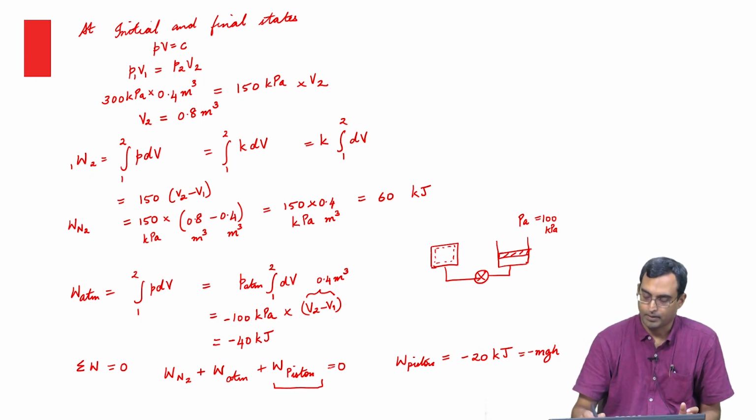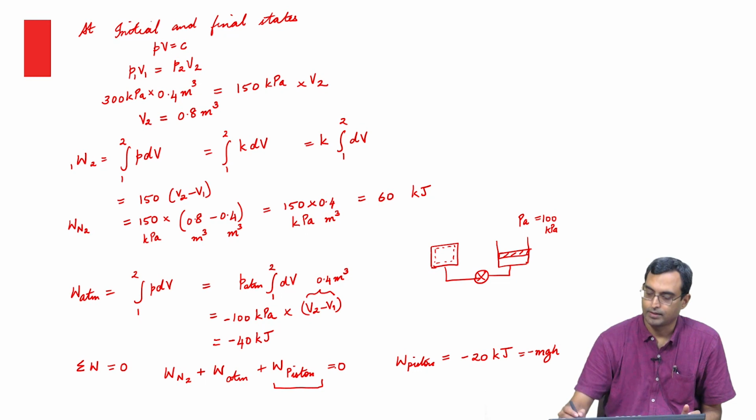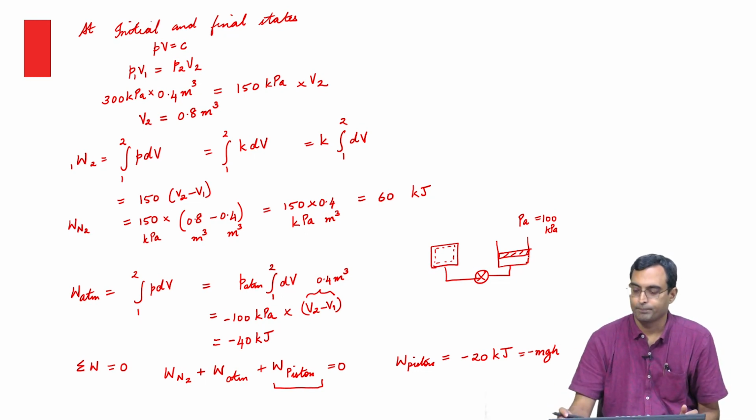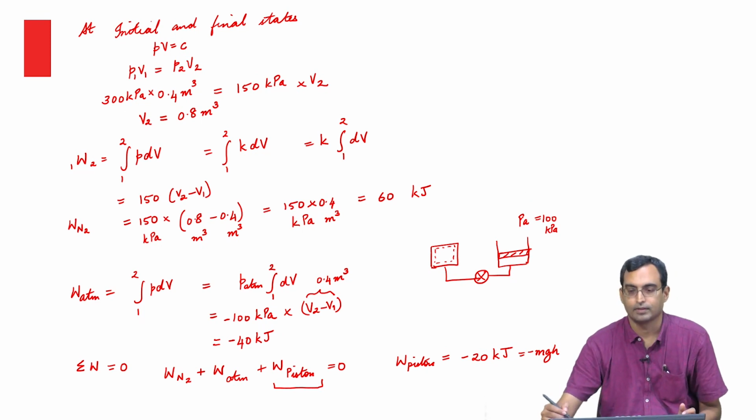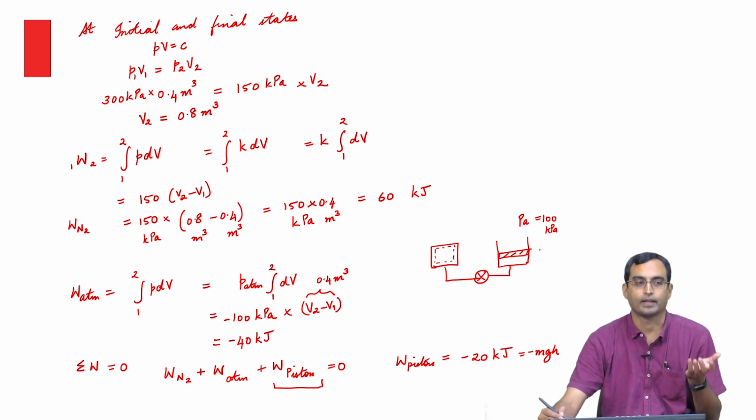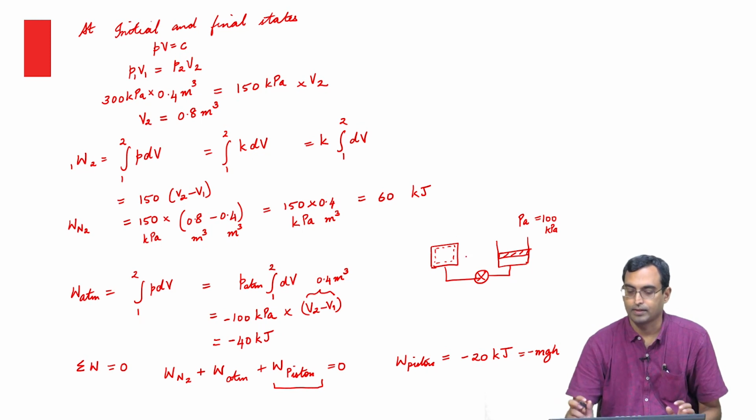So, what we see is that of course, the sum of all of the work should be 0. In this case, there is a constant pressure process which is lifting the piston up. There is work done against the atmosphere, there is work done against the piston in lifting it, and all of that is done by the nitrogen over here.